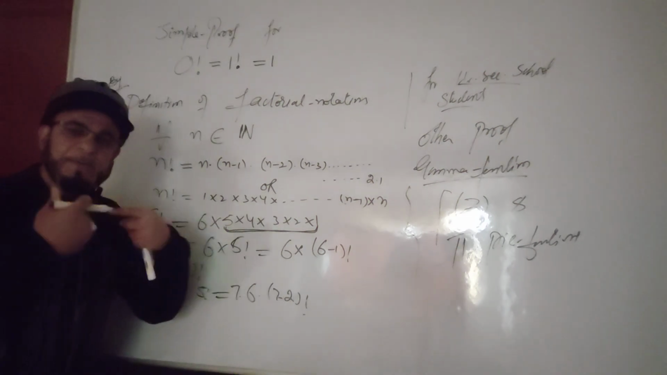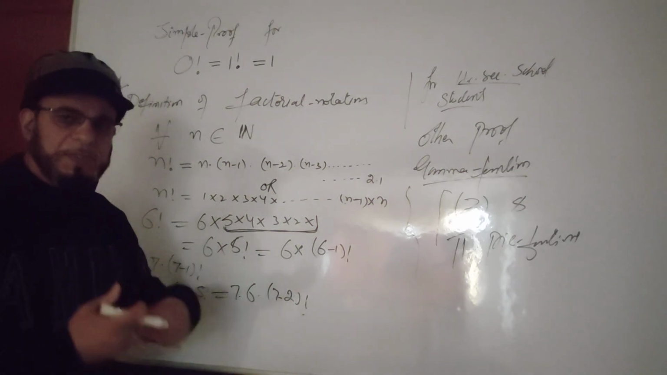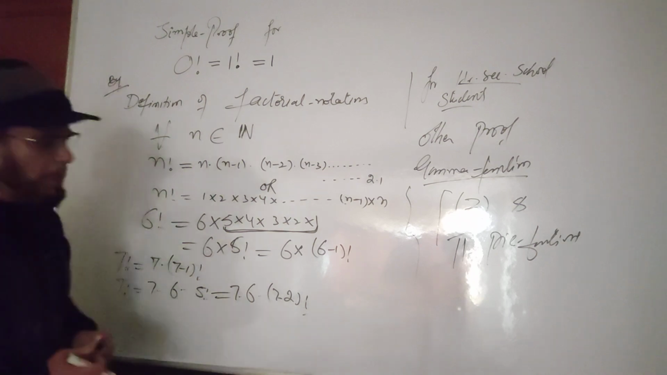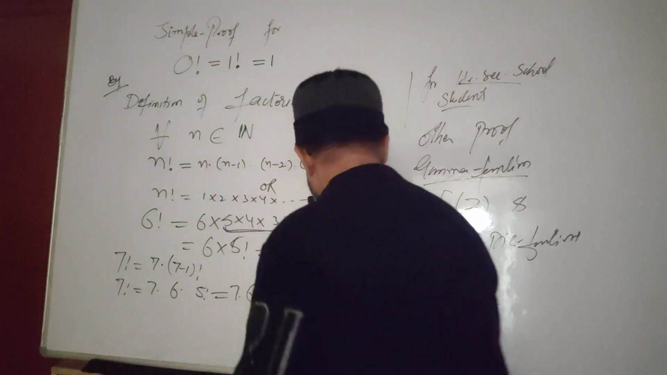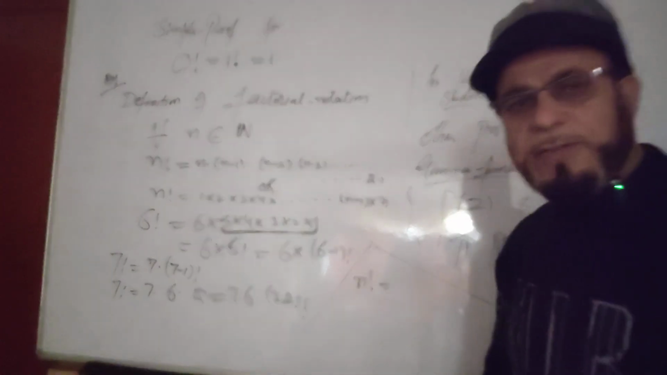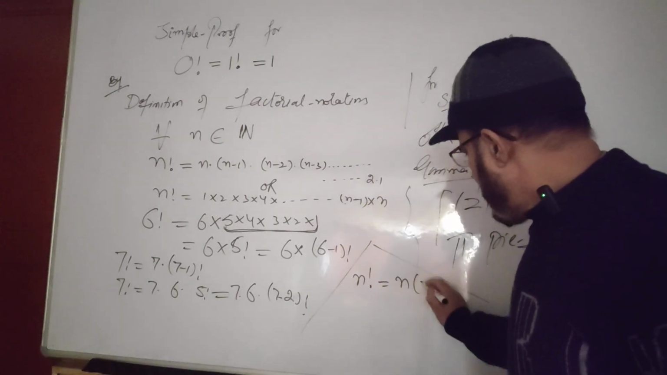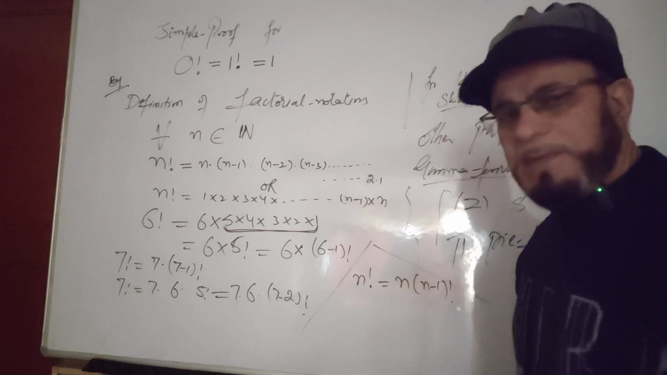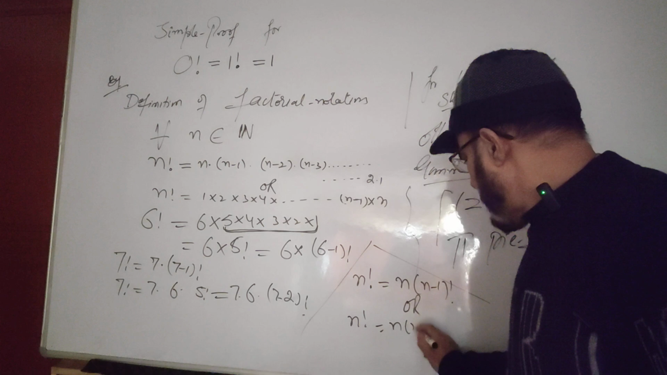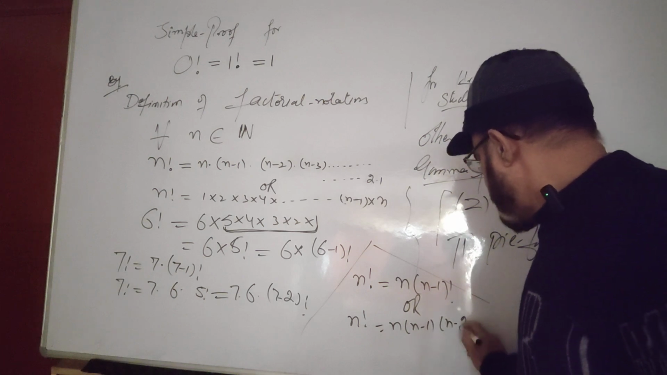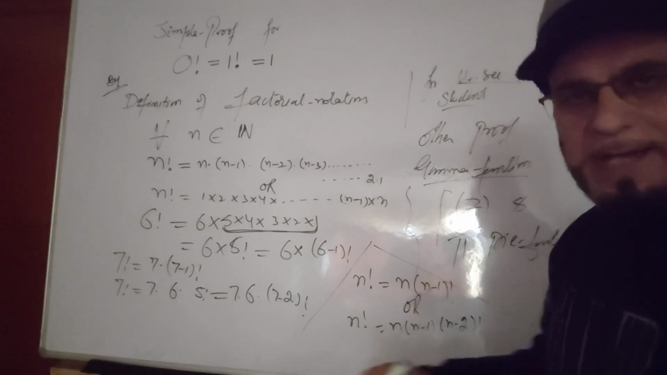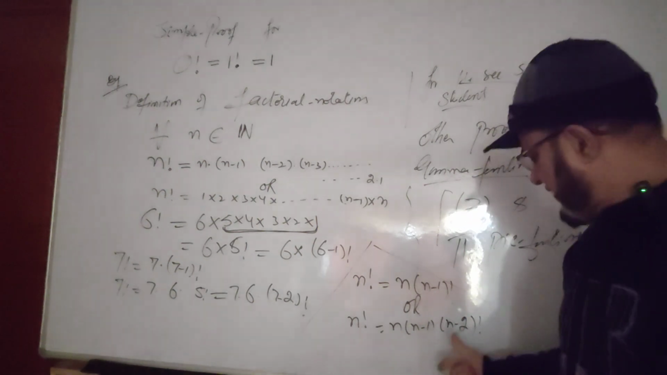After 5 you have 4, you have 5 into 4 into 3 into 1. This is how you express the factorial notation. If we have n factorial, I can write it as n into (n minus 1) factorial, or as n into (n minus 1) into (n minus 2) factorial, where I apply the break and stop at n minus 2.